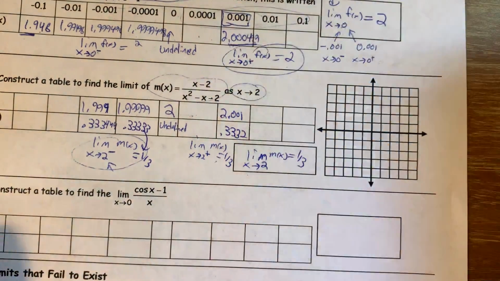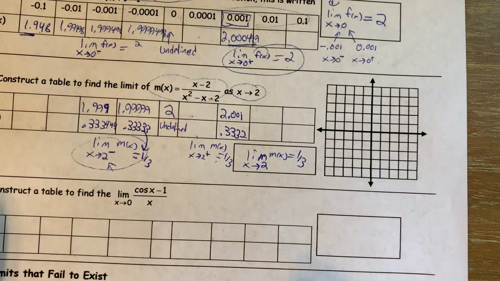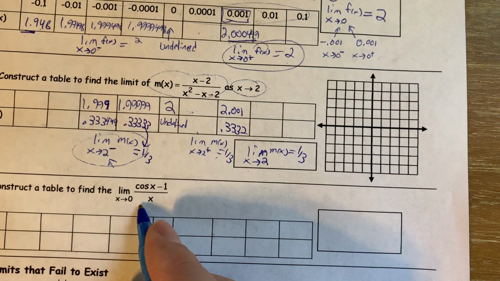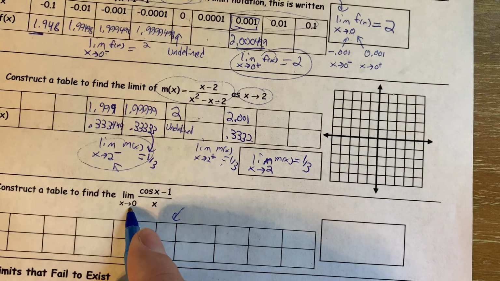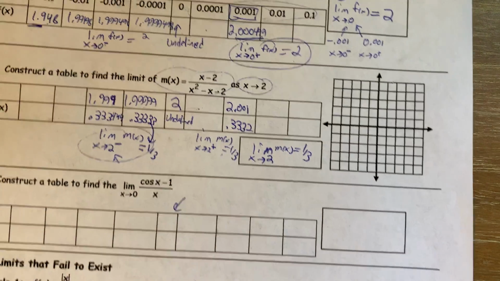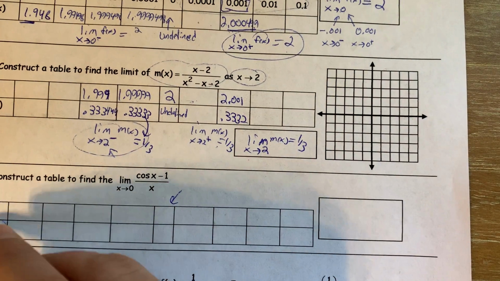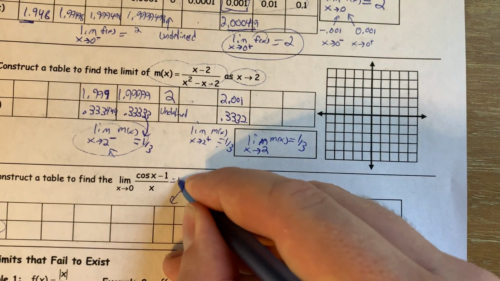Okay, guys, with that knowledge, I want you to choose what are some numbers you should be, what is the number that should go in the middle of this table if we're doing the limit as x goes to 0 of cosine of x minus 1. And I guess this is called m of x here, so let's call this m of x.